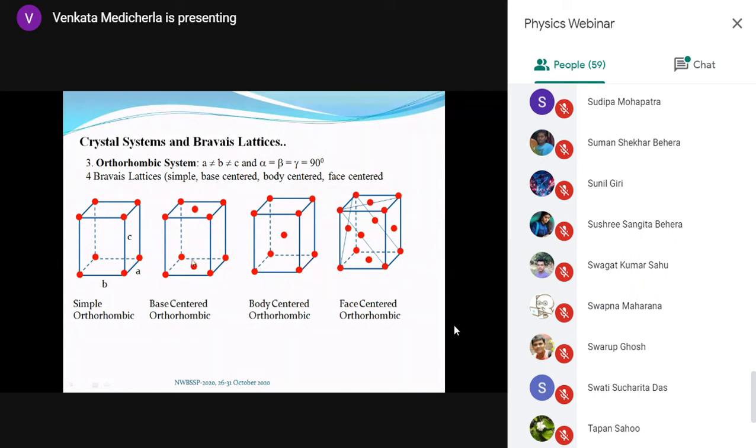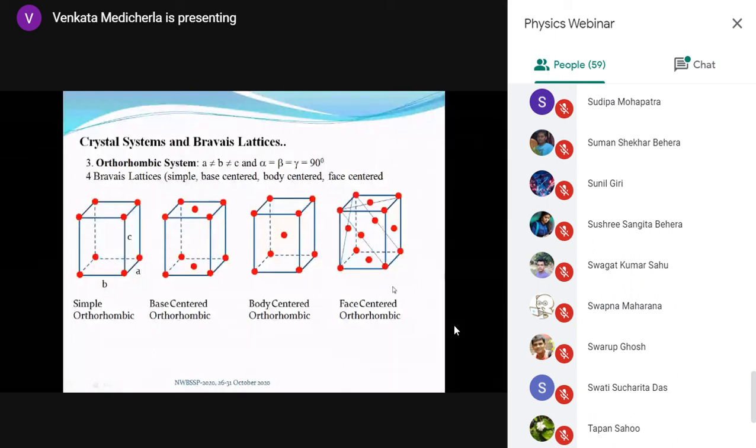In this case, 8 corners will contribute 1, and this base contributes half, top contributes half. That is 1. So 2 lattice points are there. That is base-centered orthorhombic. And we can also have body-centered orthorhombic. Here also we have 2 lattice points, because corners will give you 1 and body is 1. So 1 plus 1, 2.